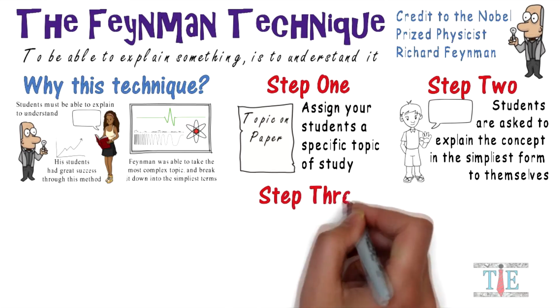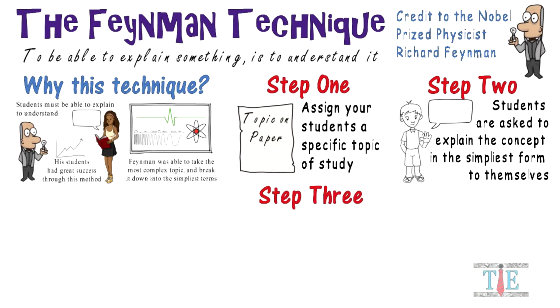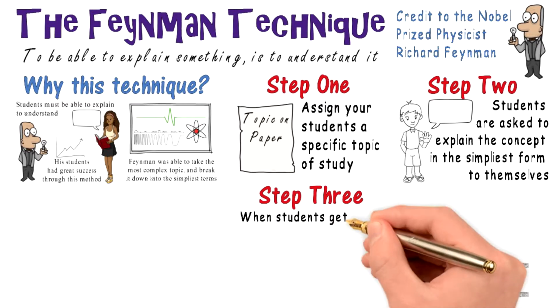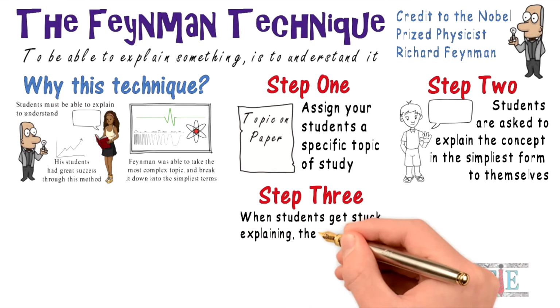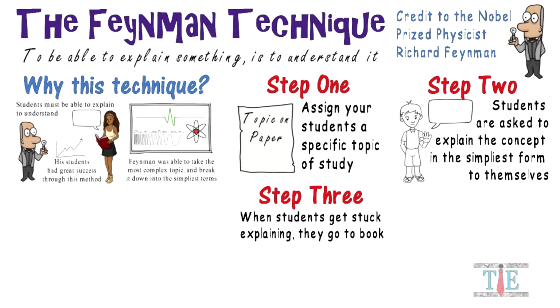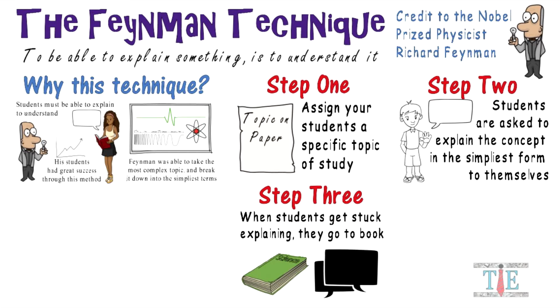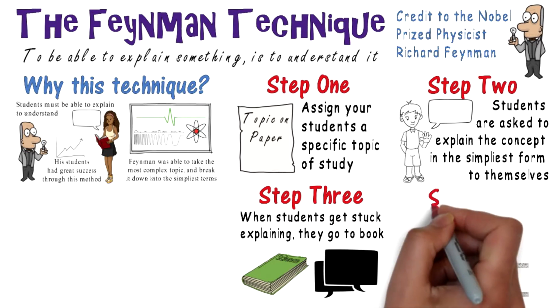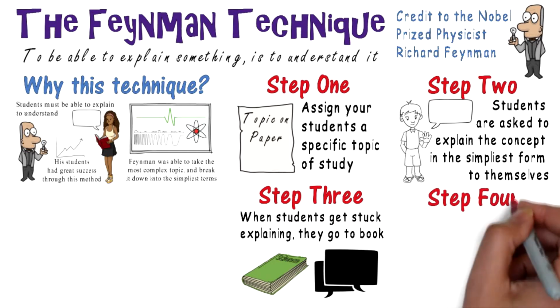Step 3. Now, when students get stuck trying to explain, they go back to their book, notebook, textbook. Students can use textbooks to deepen their understandings. Allow them to ask the teacher and other students questions. They can even use the internet. And now the last step, step 4.